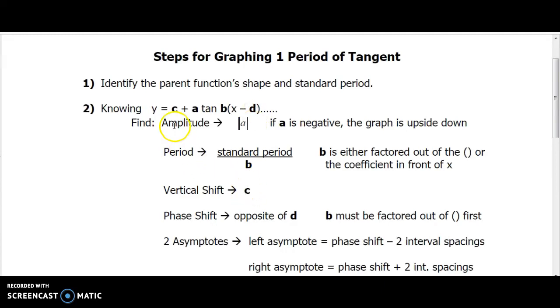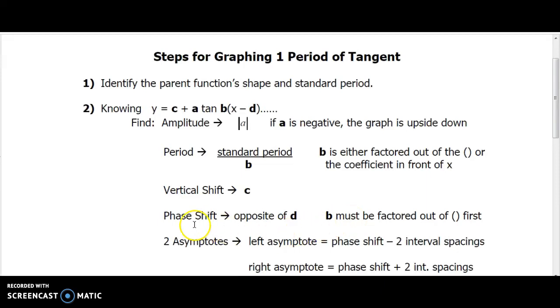The vertical shift is still the c value, and it is what it is. So if it's a positive c, we're going to shift up c. If it's negative c, we're going to shift down c. So no changes there. The only thing to note is that c can either be added or subtracted out front here, or it could be added or subtracted on the end. Phase shift is still the opposite of the d value. So if you have a negative d value, then you're going to shift to the right that many units. If you have a positive d value, you're going to shift to the left that many units. It's also important again to note that b has to be factored out in order for your phase shift to be correct.